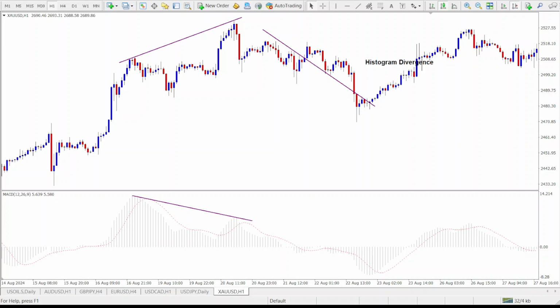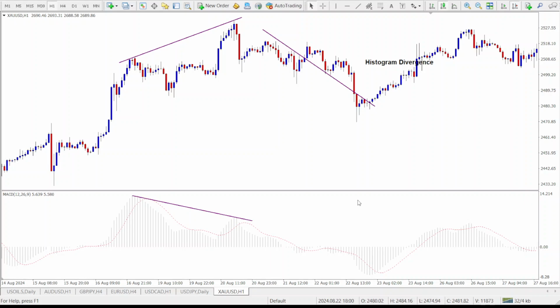The first thing you have to do is to use the right indicators. As you can see, I'm using the MACD indicator. The MACD histogram is one of the most popular tools for identifying divergence. You'll want to add it to your chart, alongside price action and all of that, right?